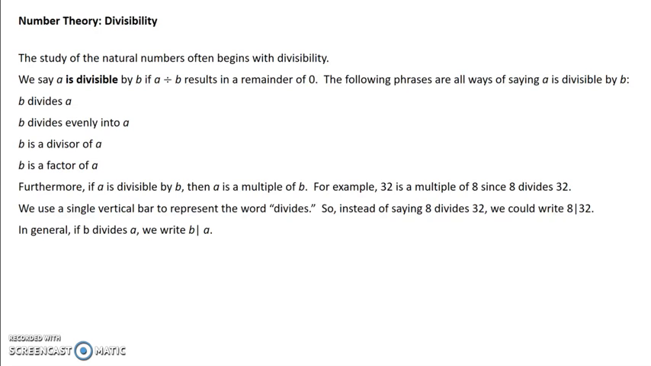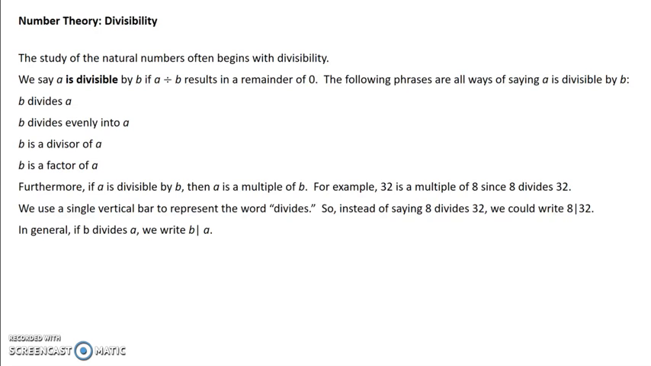And usually in math, instead of saying A is divisible by B, we will say B divides A. Or B divides evenly into A. Or B is a divisor of A. Or B is a factor of A. So anytime I say is divisible by, or divides, or is a factor of, all those things mean the same thing. Furthermore, if A is divisible by B, then A is a multiple of B.